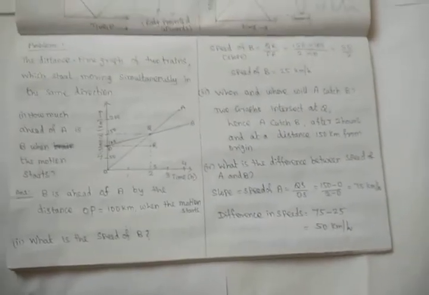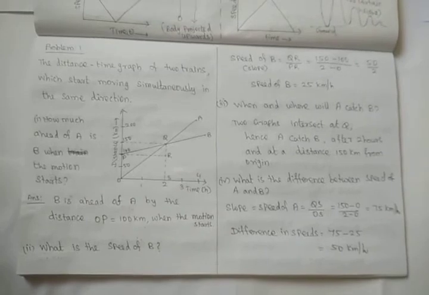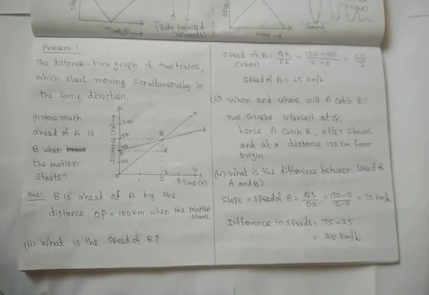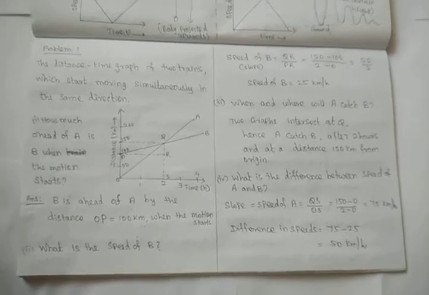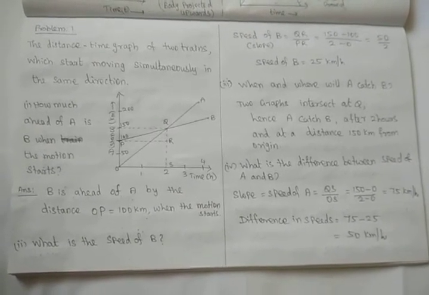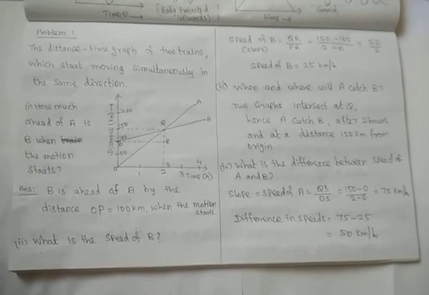So very simple, students. This graph represents the motion of the two trains. One train is moving ahead with a 100 kilometer lead. After some time, what will happen? Train A catches B. That is the question asked in this problem.